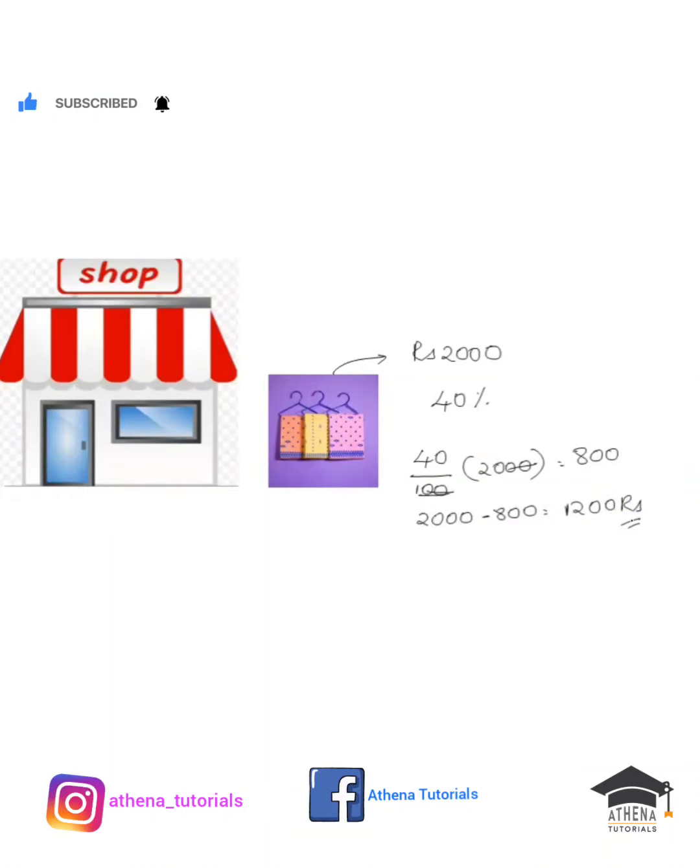Hence you will pay 2000 minus 800, which is equal to 1200 rupees to the shopkeeper. My question is, will you have pen and paper to calculate this? The answer is obviously no, since you are in a shop. So I am going to teach you one simple way, but you have to listen carefully.